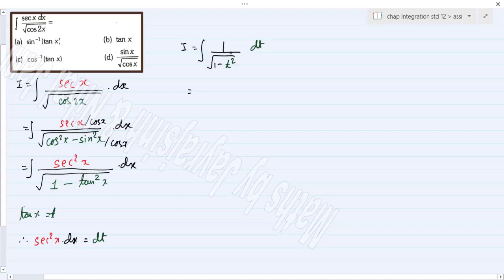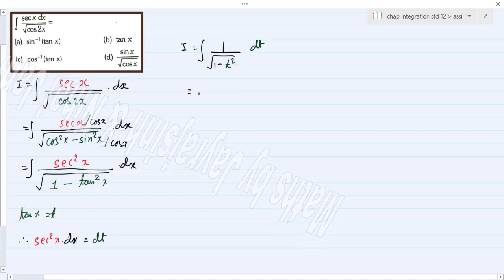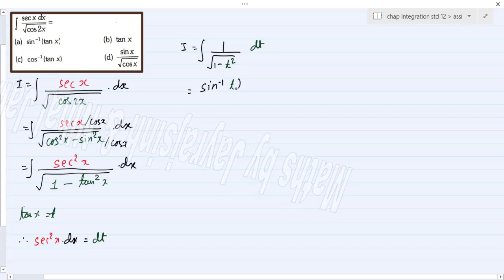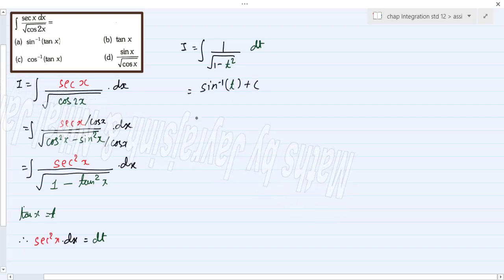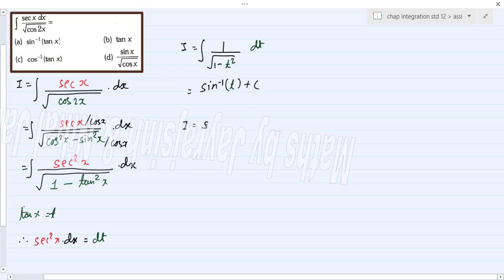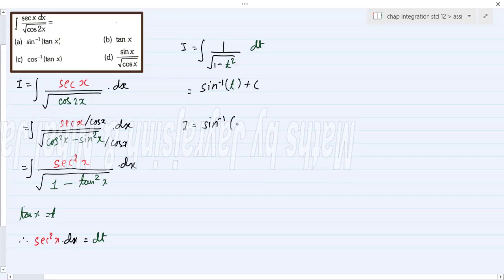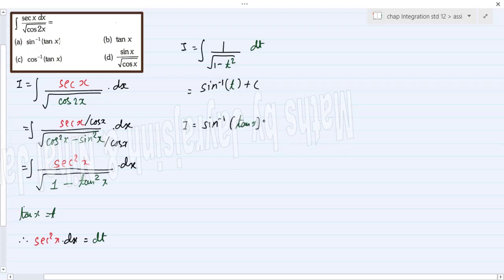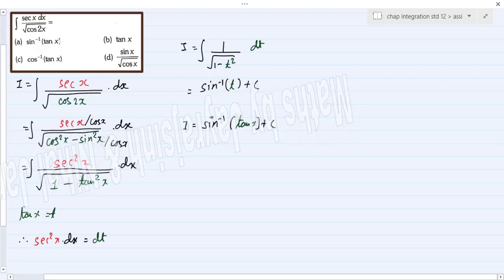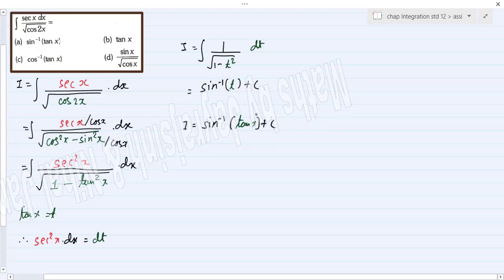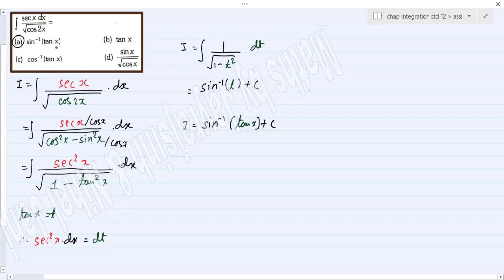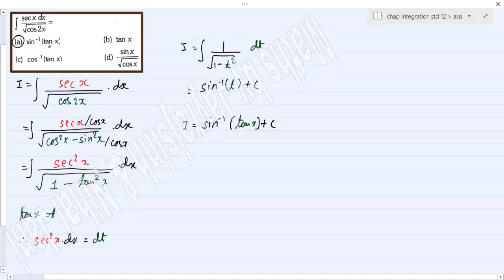Integration of 1 upon under root of 1 minus t square is sine inverse t plus c. Now to get the final answer, just substitute the value of t, which is tan x. So we get sine inverse tan x plus c as your final answer, which is given in option A. Ta-da!